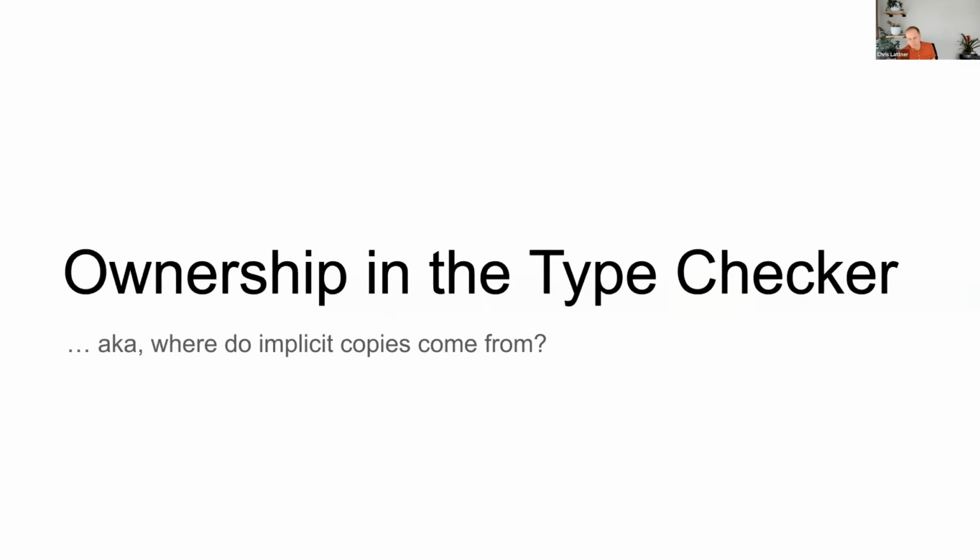What is a type checker for? Again, it's about deciding what the types are for values and generating the IR that comes out of the parser for expressions. But importantly, it's also where implicit copies come from. This is the first step that's really important for building and forming that user model.